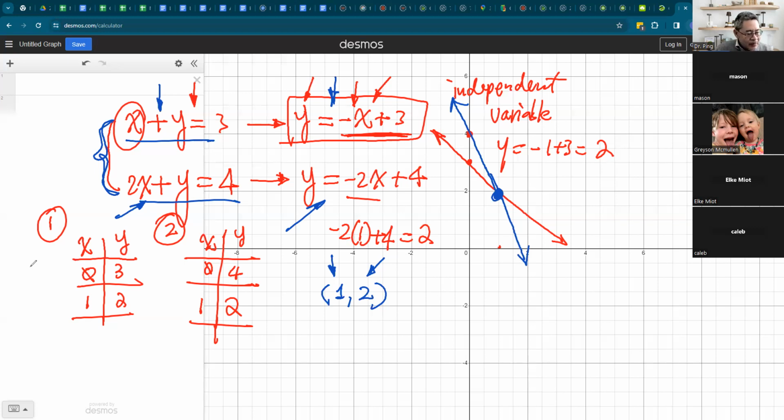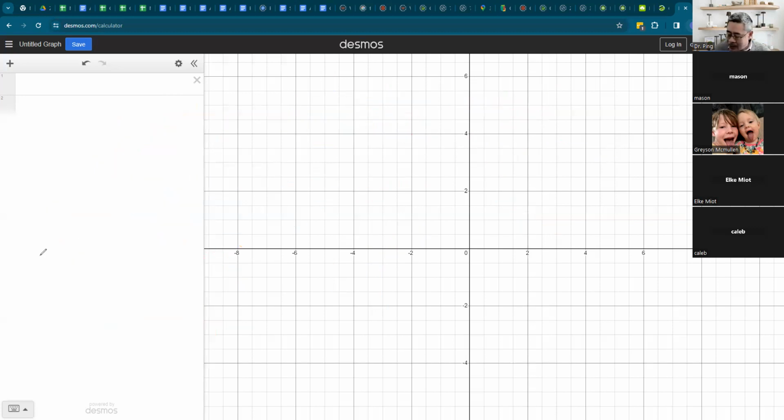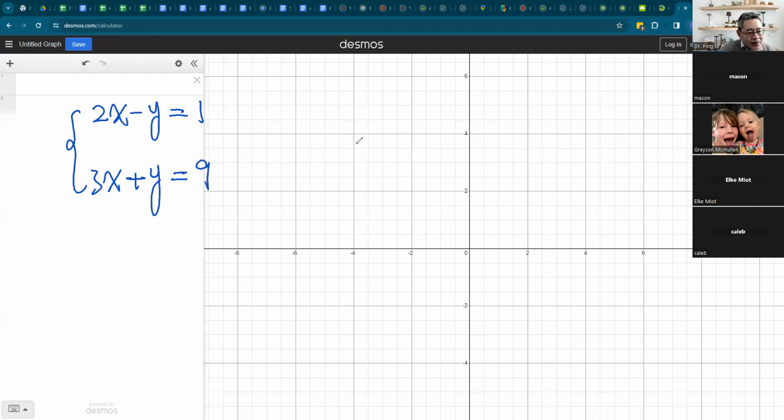Very good. Now we're going to see another one. So in this case, we got 2x minus y equals 1. Then we got 3x plus y equals 9. So we're going to change that to slope-intercept form. That gives us y equals 2x minus 1. And this one is y equals -3x plus 9. Okay, we're going to have 2 points.